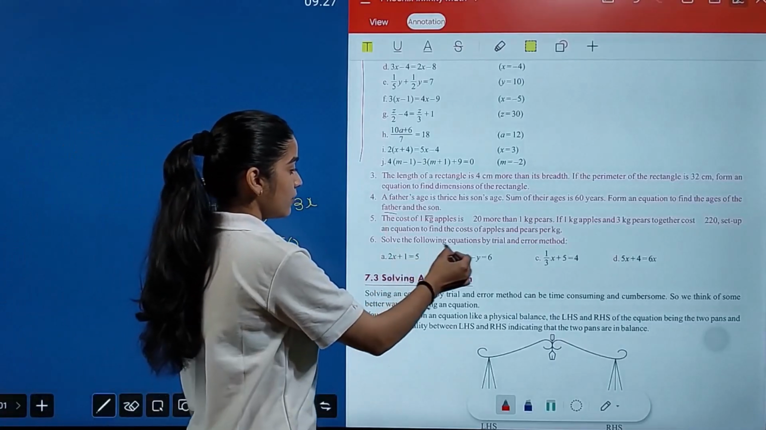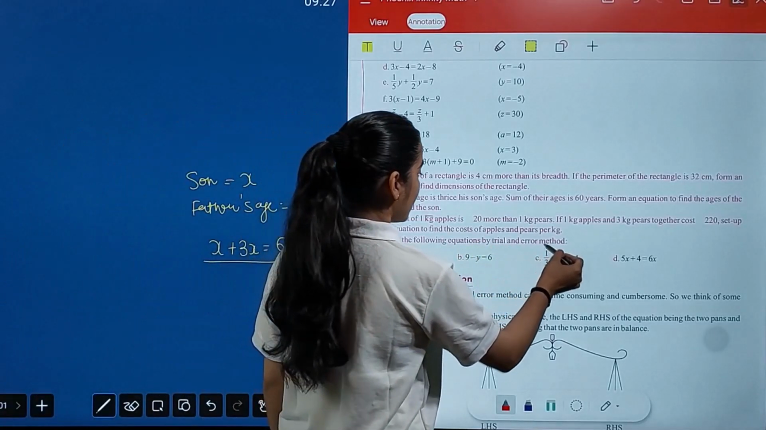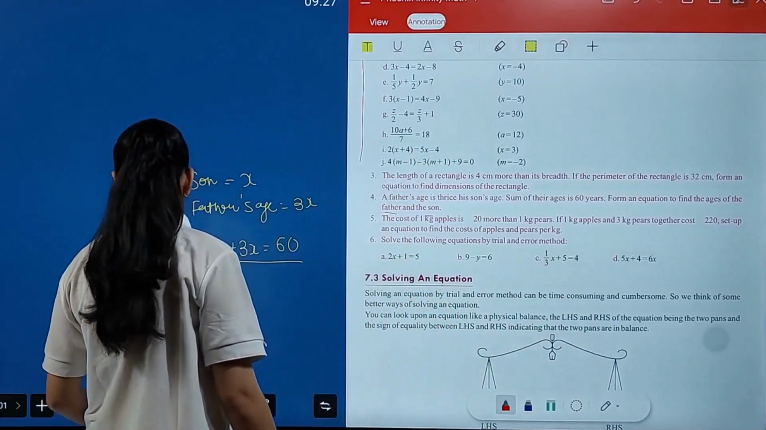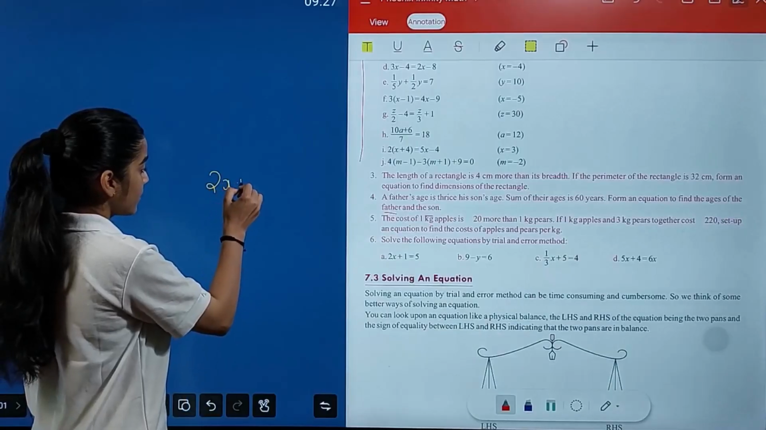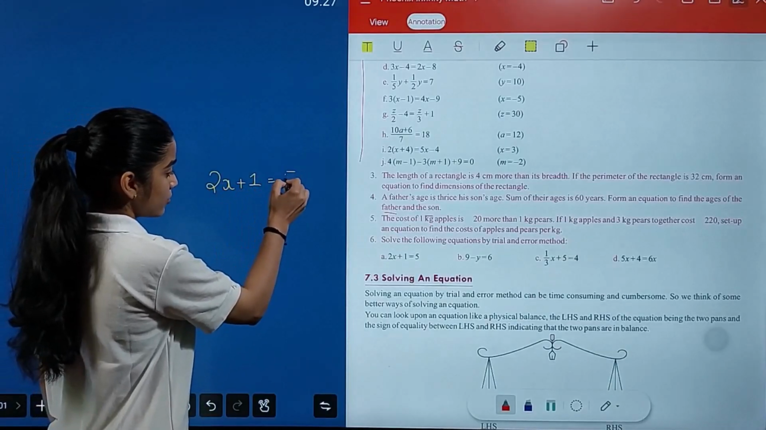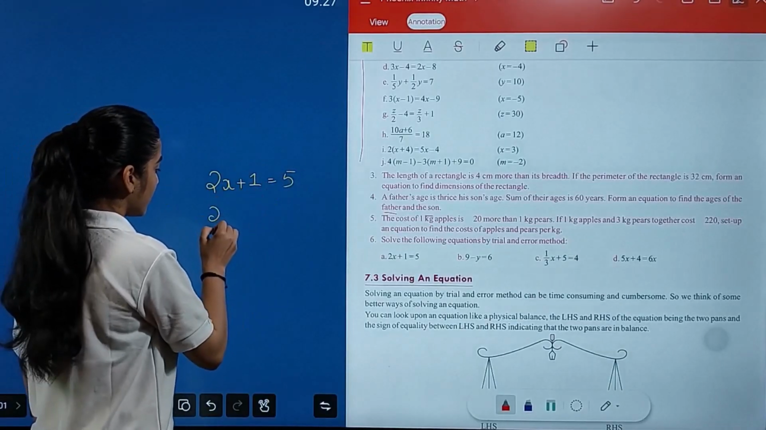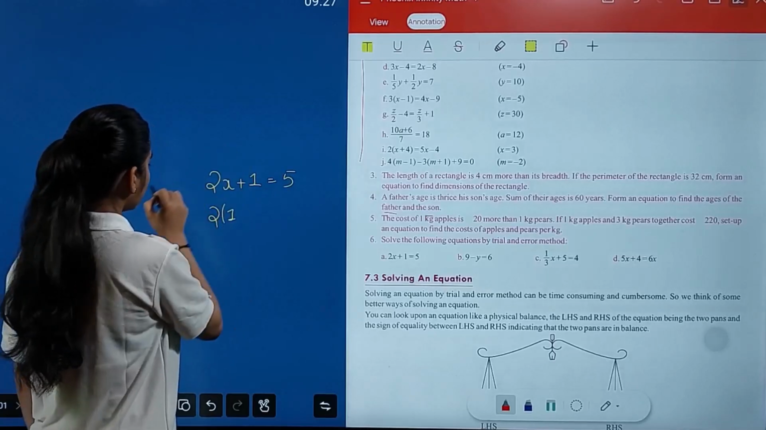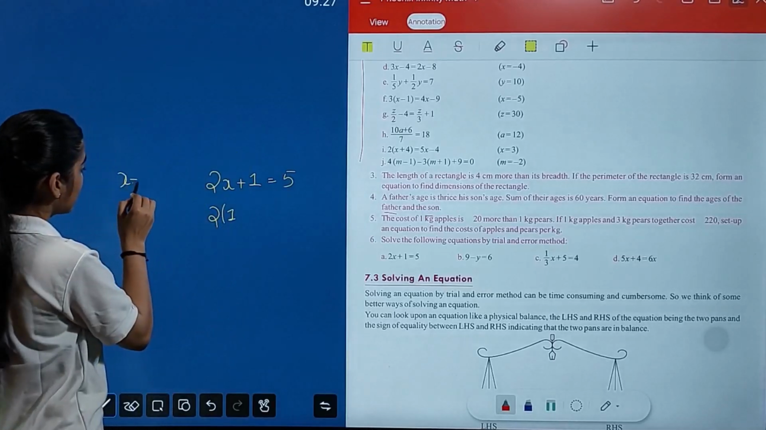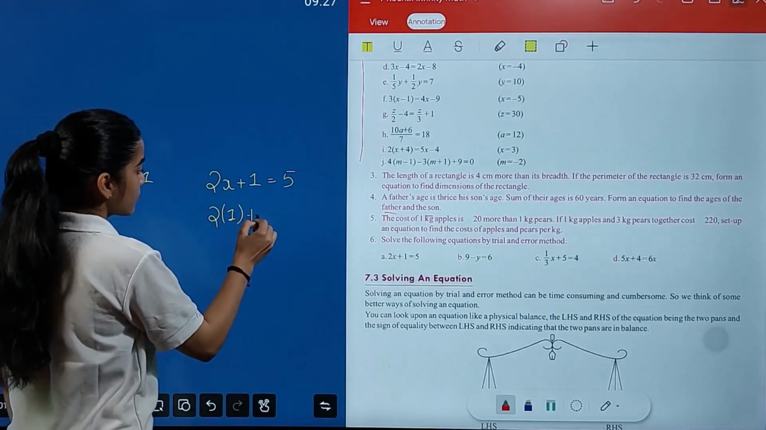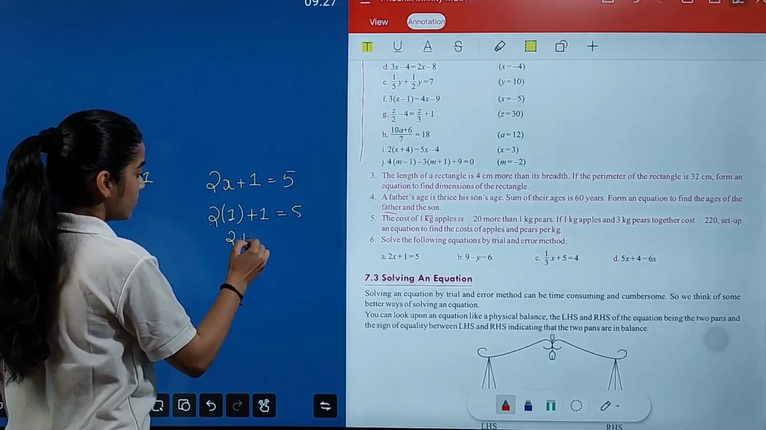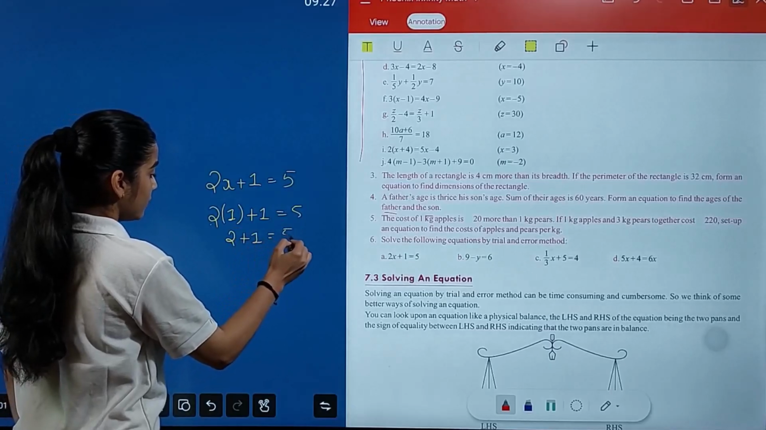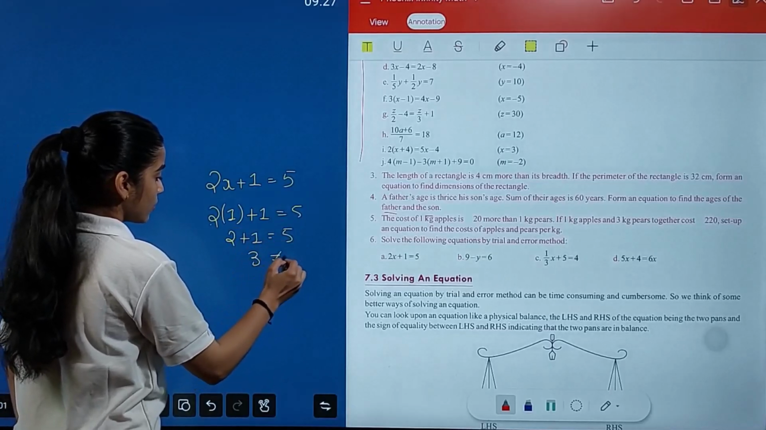Now solve the following equation by the trial and error method. So how can you solve it? For example, you have 2x plus 1 is equal to 5. First you have to take the value of x is equal to 1. 2 multiplied by 1 is 2, plus 1 is 3. So 3 is not equal to 5.